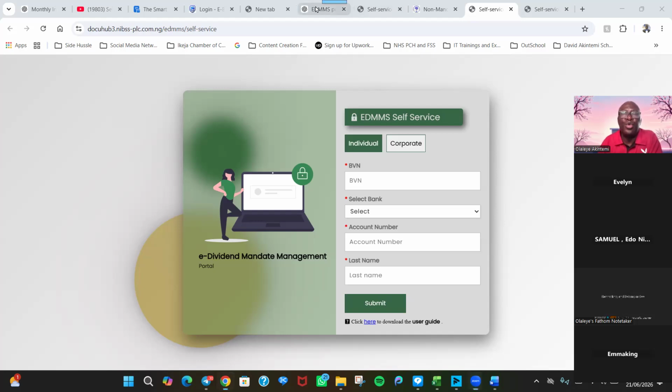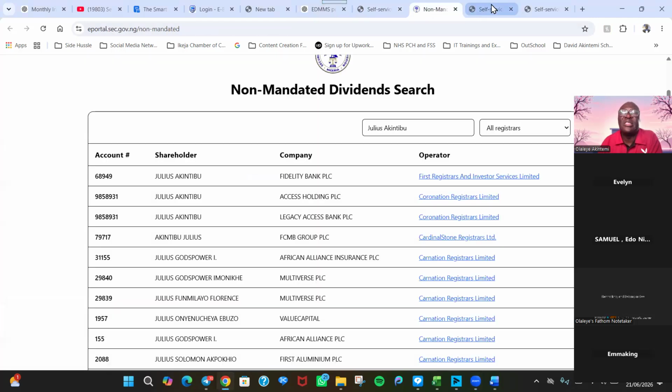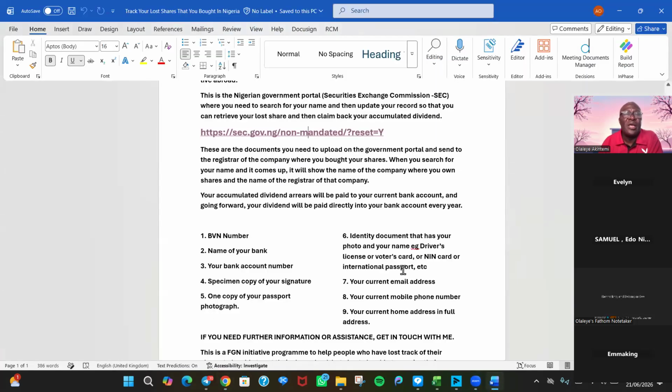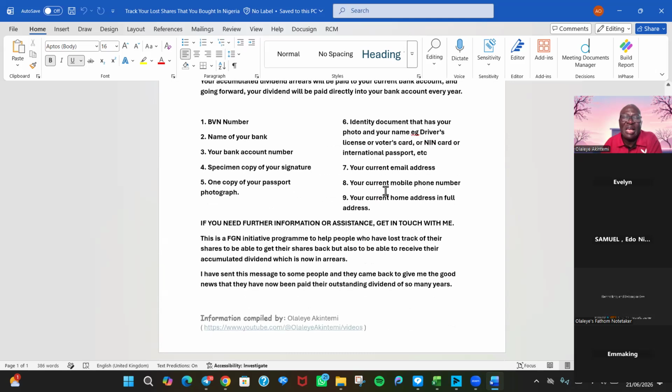But the first thing you need to do is, let's go back again. On the Telegram group, can you see this post? Track your lost shares that you bought in Nigeria and get them back. You will also receive your accumulated dividend arrears. The first thing you need to do is go and read this post, this explanation. Go and read it first.